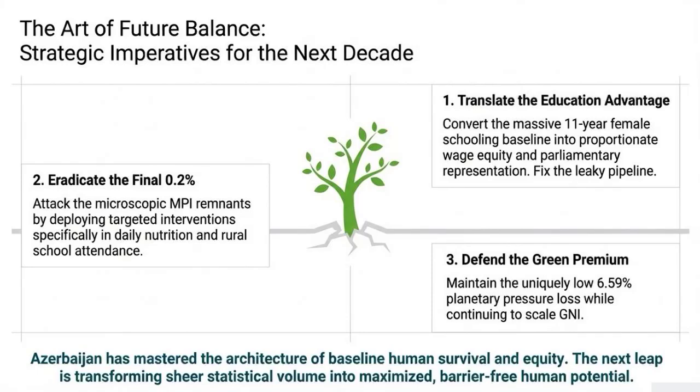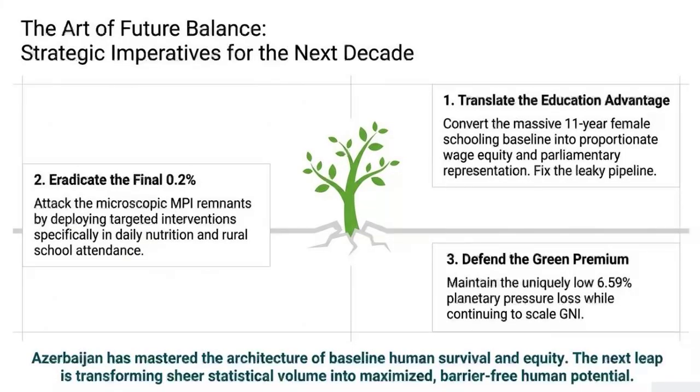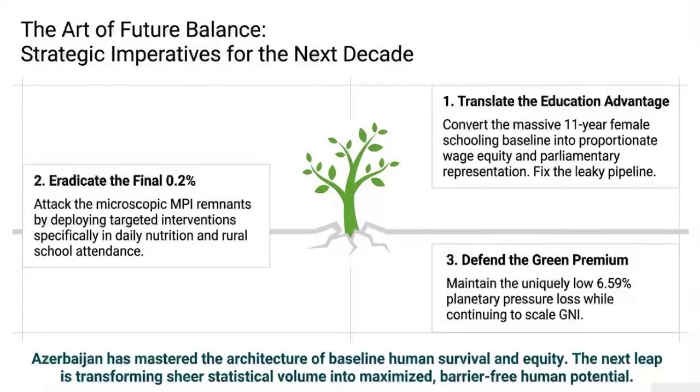The next decade must be defined by what I'd call the art of balance. The nation must transition from a quantitative lead to qualitative depth. Going deep instead of wide. Right. They have built the schools and successfully educated their female population. The immediate imperative now is to dismantle the structural, cultural, and institutional barriers that prevent those women from translating 10.9 years of education into executive wealth and proportional parliamentary power. The transition must move from simply providing input to ensuring equitable output.